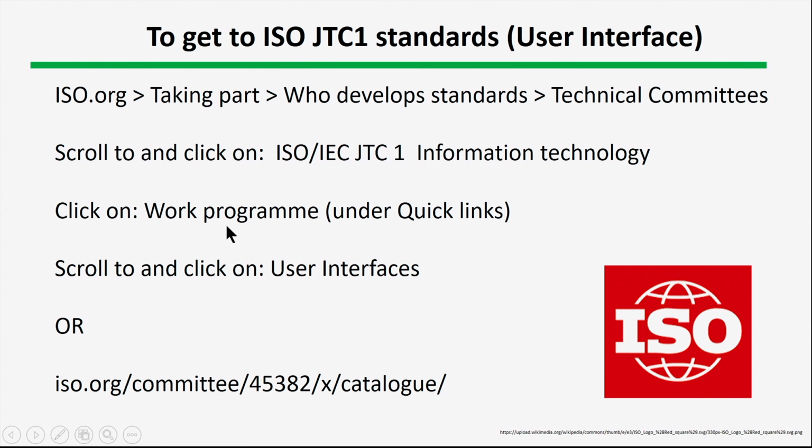Then, under Quick Links, select Work Program, and then scroll to the section on user interfaces, or you can go directly to it using this particular URL, iso.org/committee/45382, which is the specific designator for that committee, /x/catalog, British spelling, / and you'll get there. So either way.